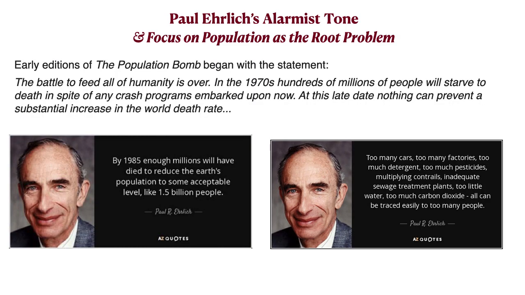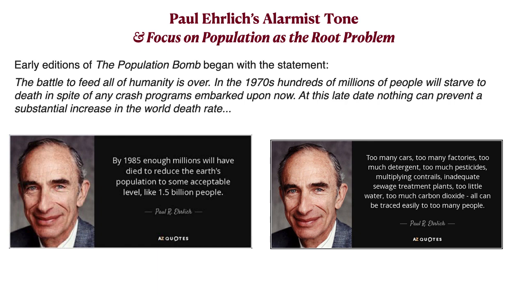Back to Ehrlich, though. Paul and Ann, very alarmist tone in this book and in subsequent publications as well. Yeah, so here I was quoting this already, but the first edition had: the battle to feed humanity is over. By the 1970s, hundreds of millions will starve to death in spite of any crash programs embarked on now. At this late date, nothing can prevent a substantial increase in the world death rate. We thought by 1985 enough people will have died to reduce the population to some acceptable level, like 1.5 billion.